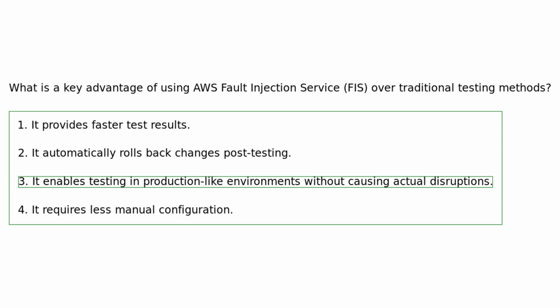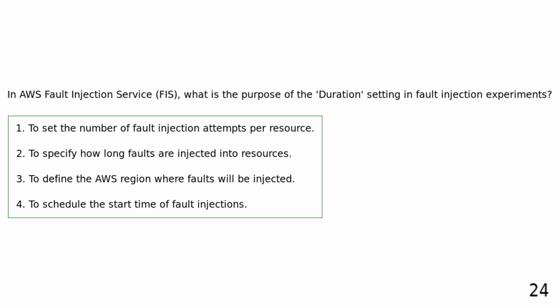In AWS Fault Injection Service, what is the purpose of the duration setting in fault injection experiments? To set the number of fault injection attempts per resource. To specify how long faults are injected into resources. To define the AWS region where faults will be injected. To schedule the start time of fault injections. The duration setting in AWS Fault Injection Service specifies how long faults are injected into resources during fault injection experiments.